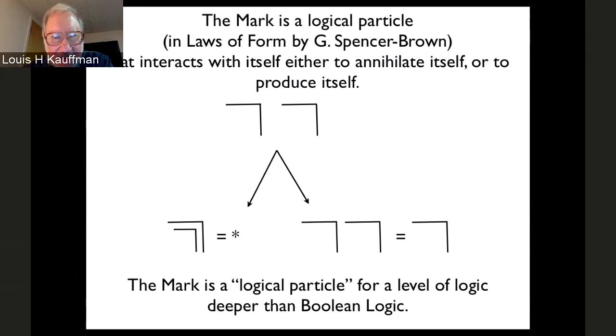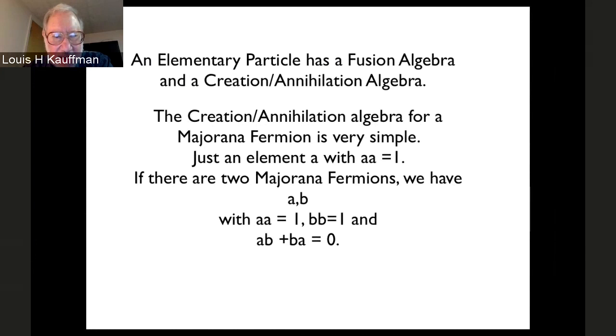Now, in order to discuss this, I need an elementary Clifford algebra. I need an algebra where the squares of the elements in the algebra are 1 and they anti-commute. All right? So that's a nice bit of algebra. And here's the reason why.